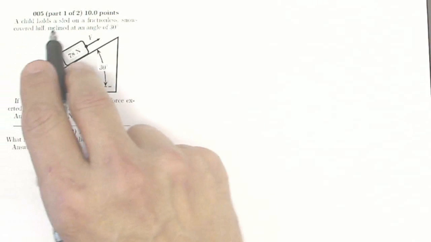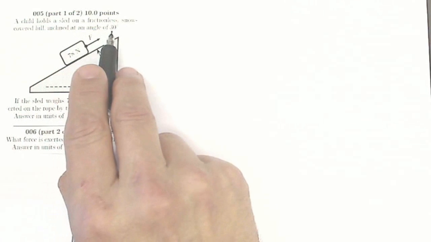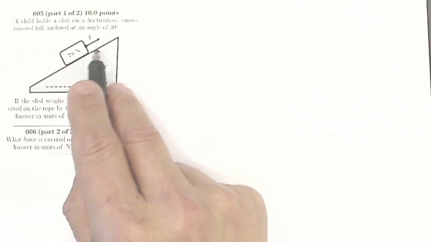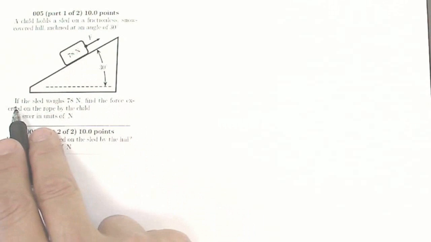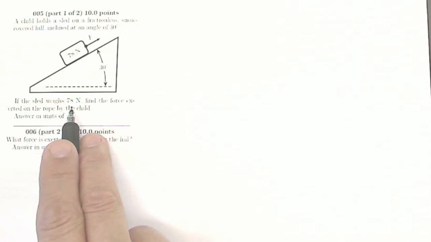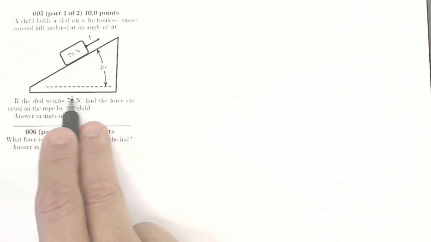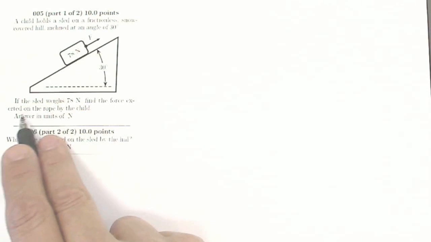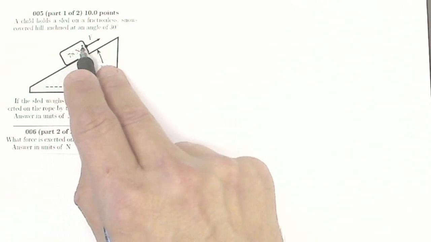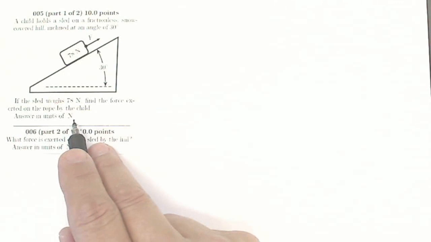This says, a child holds a sled on a frictionless, snow-covered hill inclined at an angle of 30 degrees. Frictionless is good. So the child is holding the sled. If the sled weighs 78 newtons, so that's already the force of gravity, find the force exerted on the rope by the child. So I need this pull force, answer in units of newtons.